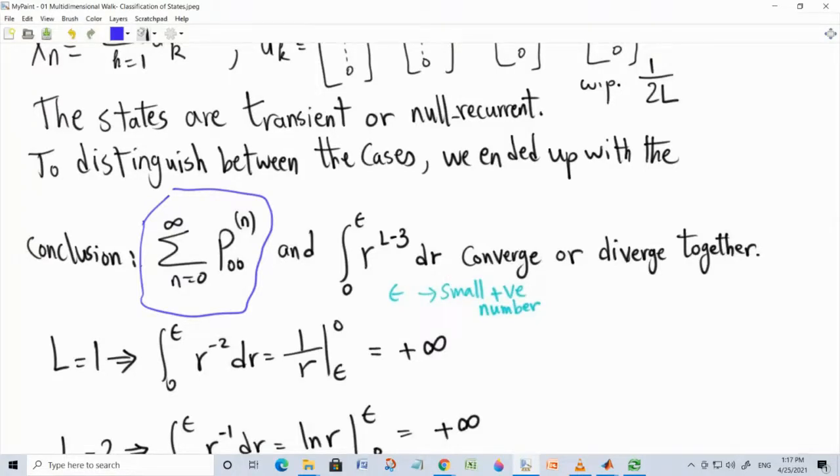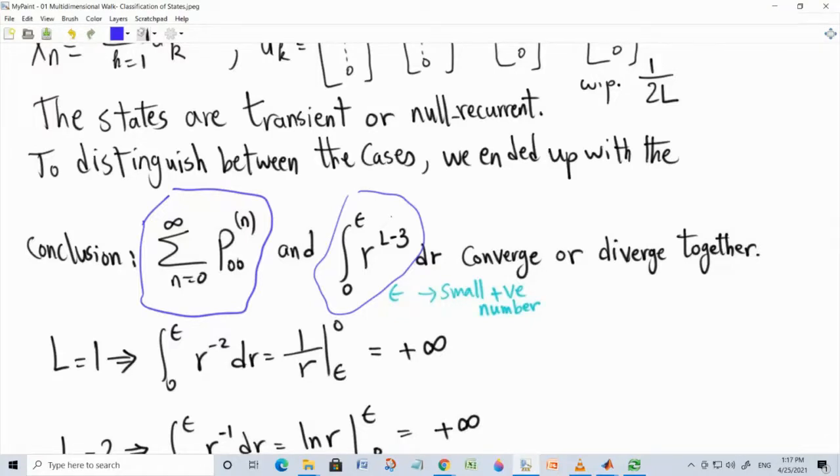We discovered after some manipulations that this summation can be upper bounded and lower bounded by positive constants multiplied by this integral here. This integral is from 0 to epsilon, which is a small number, of r to the L minus 3 dr, where L is the dimensionality. Because the summation is upper bounded and lower bounded by constants times this integral, they have the same fate. If the integral is infinity, then the summation is infinity and vice versa.